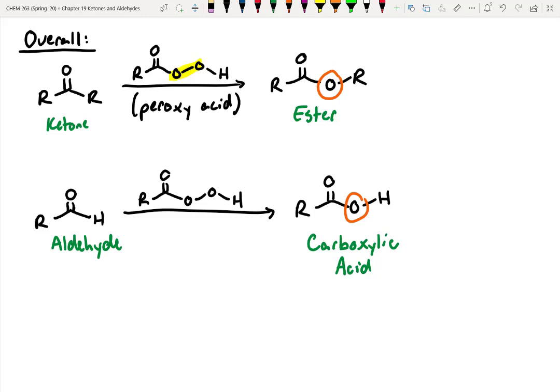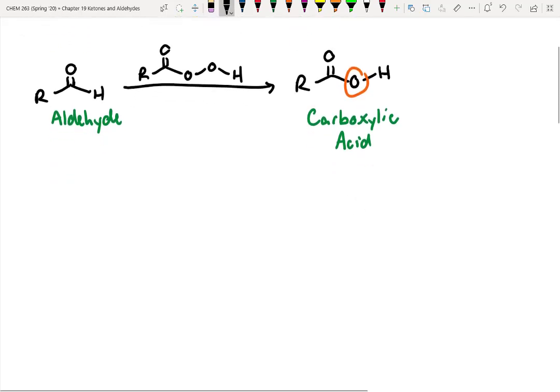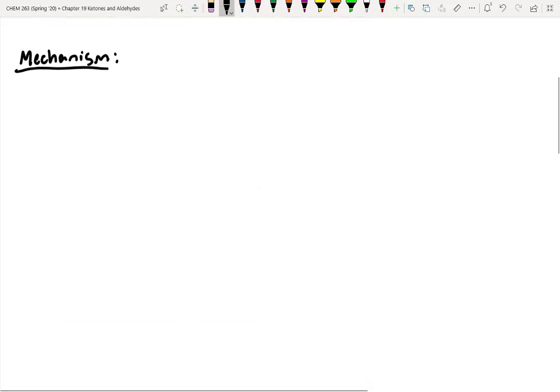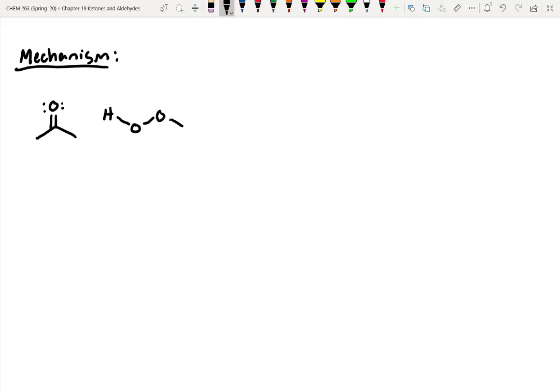All right, so let's take a look at the mechanism in a bit more detail. And the mechanism is a bit more complicated than what we're used to, but we'll try to draw it out and be clear with it. Okay, so for the mechanism, I'm going to use a simple ketone like acetone, and I'm going to use a generic peroxy acid. And I'm going to draw my peroxy acid in a unique way, just so we can see the arrow pushing a bit better. Doesn't really matter though how you draw it.